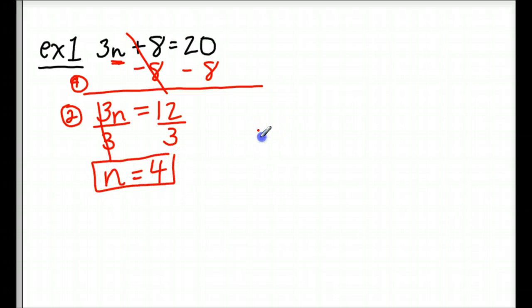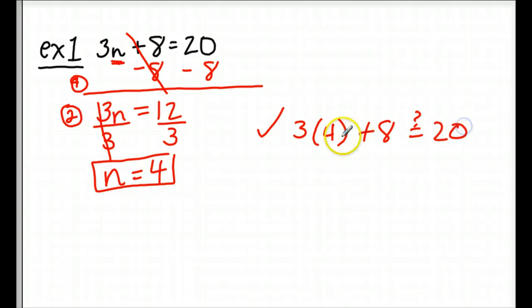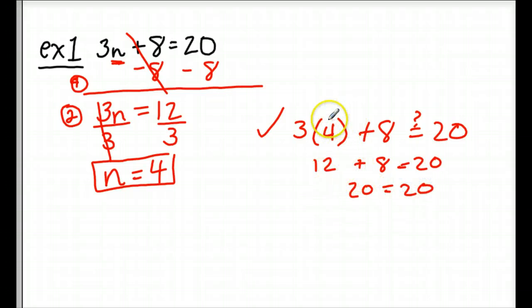Now, in order to check this, we do 3 times 4 plus 8. Does that equal 20? Yeah, it does, because this is 12 plus 8. And remember, order of operations, we do multiplication first. Does that equal 20? Yes, it does. 20 equals 20. I'm not going to check every single one, but if we wanted to, this is how you would do that. You're just substituting 4 in for n in our original equation up here.